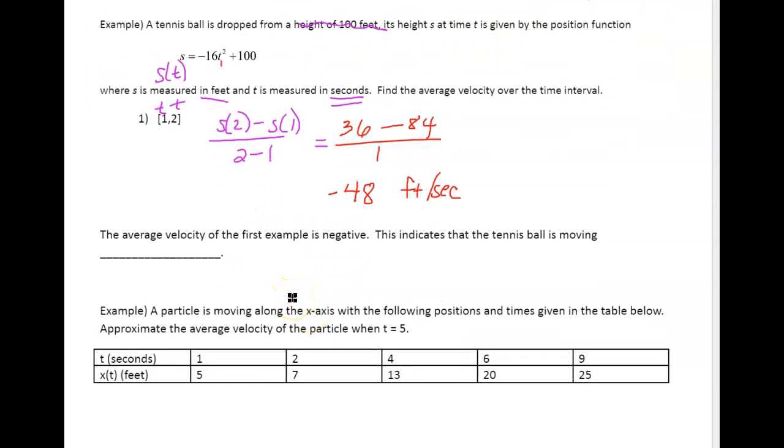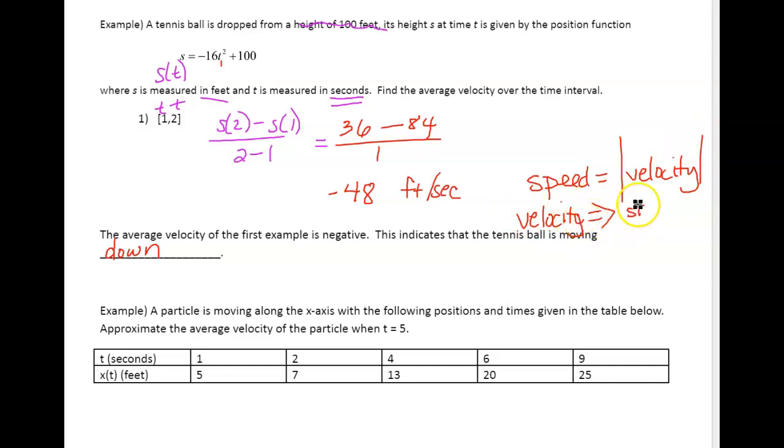The average velocity in the first example is negative. That indicates that the tennis ball is moving down. So I don't call that speed. Velocity is not the same thing as speed. The relationship is speed is equal to the absolute value of velocity. Velocity, I think of it this way, is your signed speed. It shows direction. It shows direction and speed, really. So when you get a negative answer, you're like, oh, wait a second, how can I have a negative speed? Well, that's not what velocity really is.